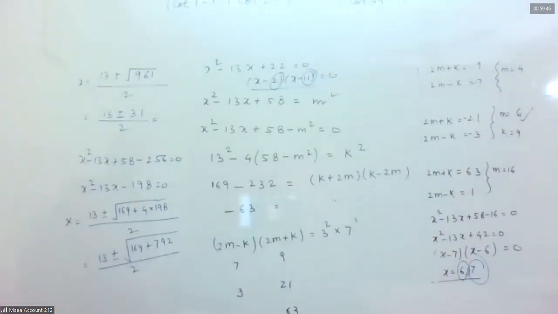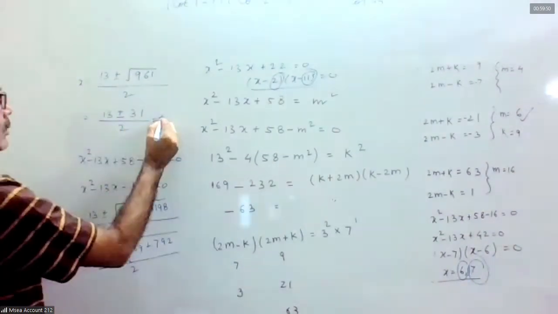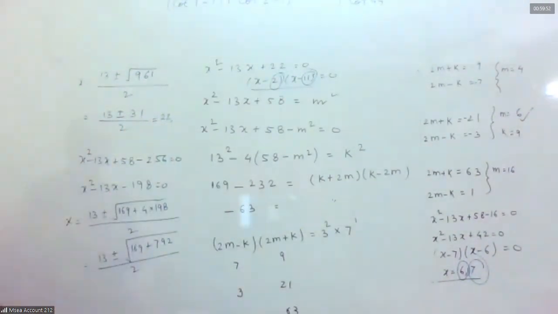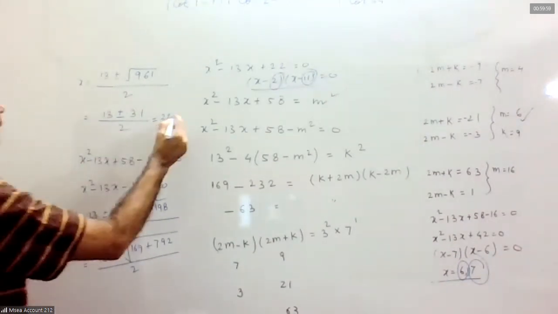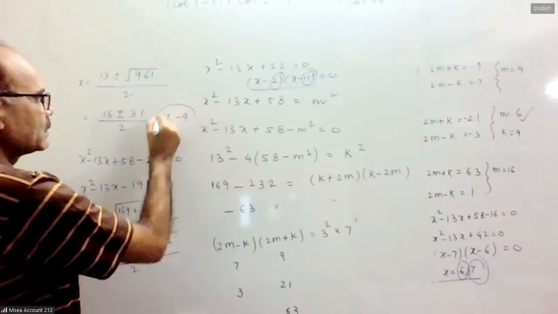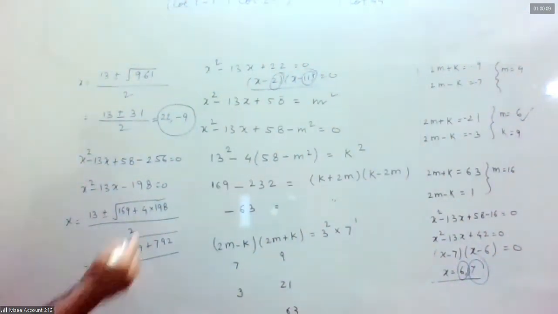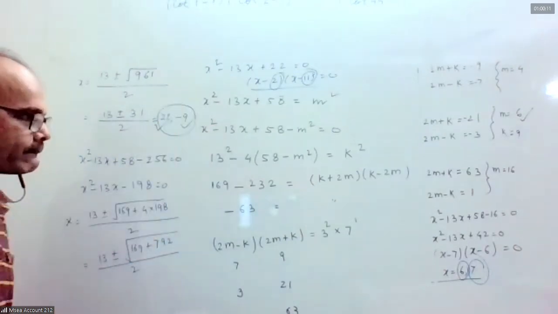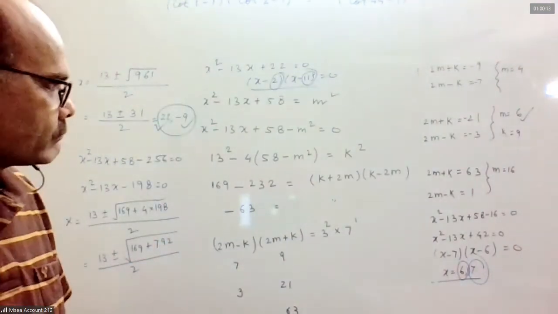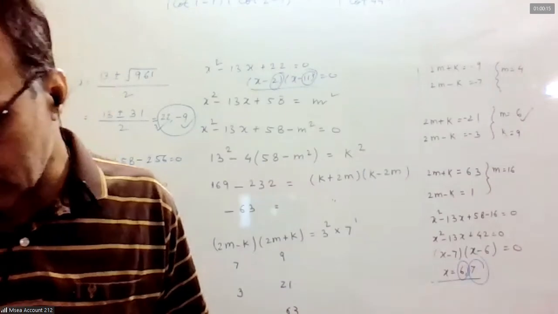So if you take plus, x is 22. If you take minus, minus 18 by 2, minus 9. ठीक है. He is asking only number of integral values, so we will consider minus 9 also. ठीक है. 6 values, 6 कर देना वहां पे.